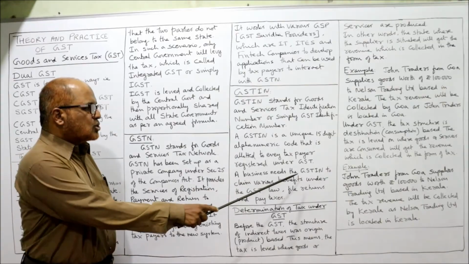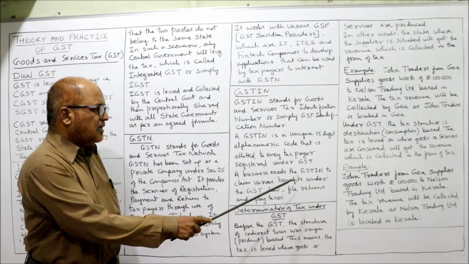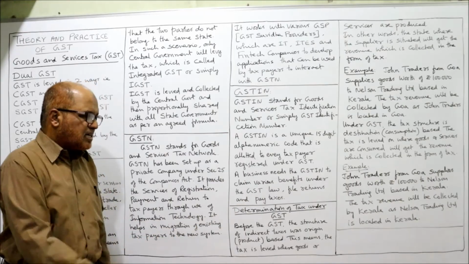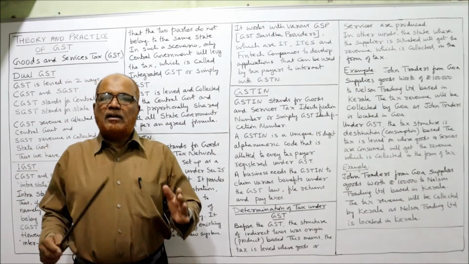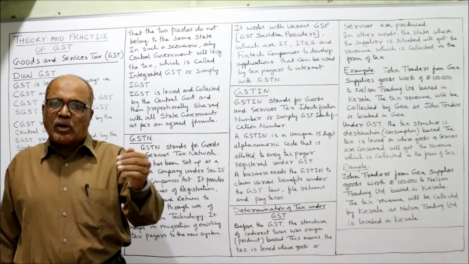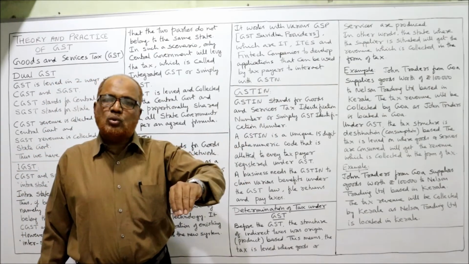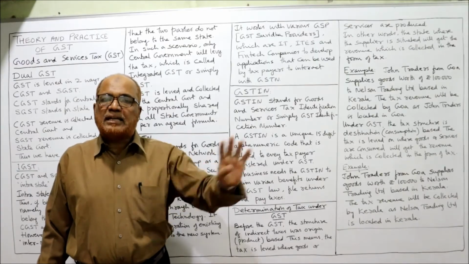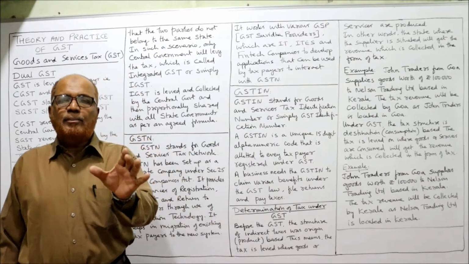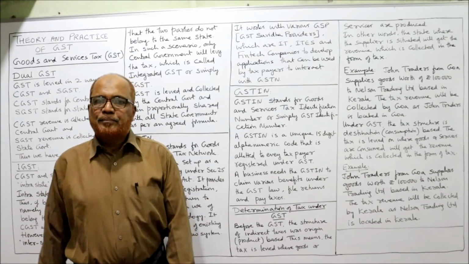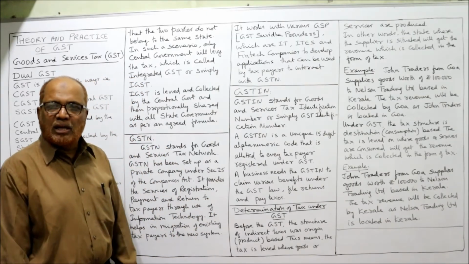A business needs the GSTIN to claim various benefits under the GST law, file returns and pay tax. So if a registered taxpayer wants to claim some exemptions, file the return, or pay the tax, in every communication he has to write the GSTIN, that is the identification number.